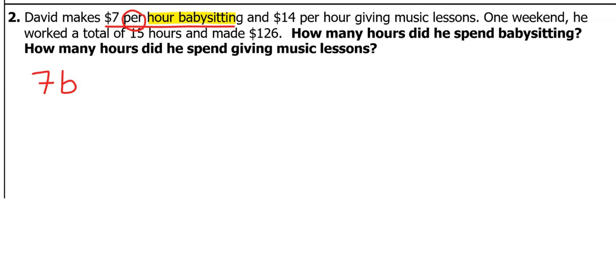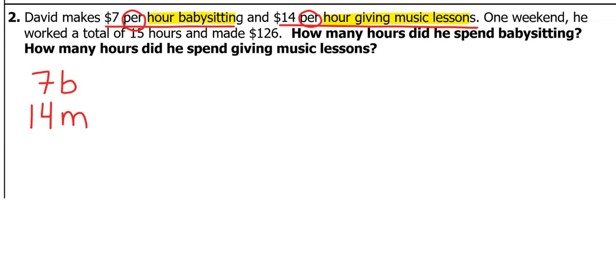And $14 per hour giving music lessons. So now $14 per hour giving music lessons. Again, per. So now we have 14 times the number of hours giving music lessons. I'm going to use the letter M. So that's going to give me the number of hours that he's giving music lessons, M, times 14.